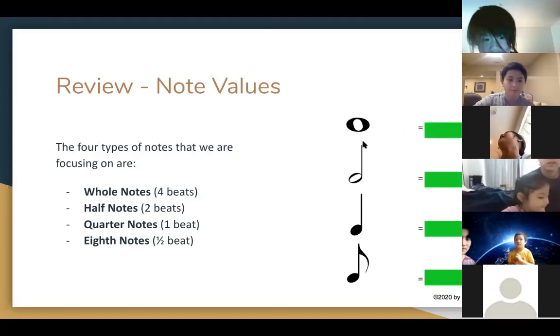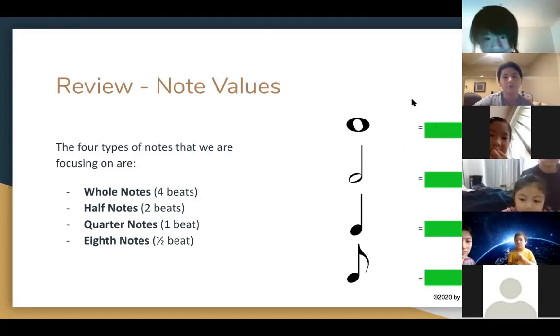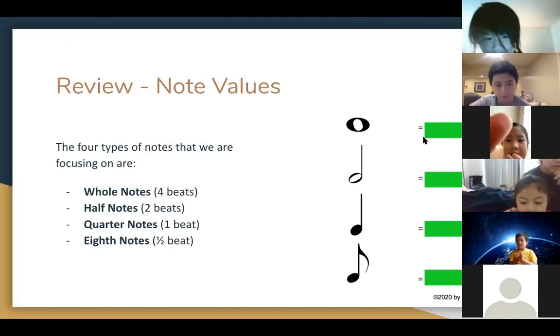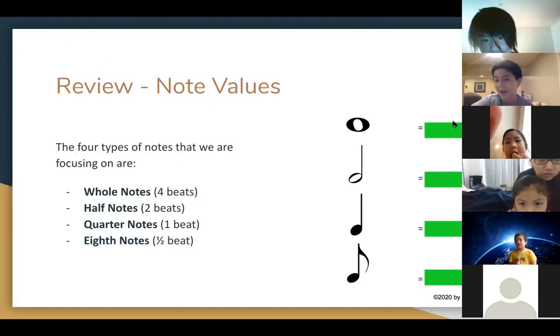Okay, note values. So the four types of notes that we are focusing on today are whole notes, half notes, quarter notes, and eighth notes. A whole note is held for 4 beats. A half note is held for 2 beats. A quarter note is held for 1 beat, and finally an eighth note is held for half a beat.